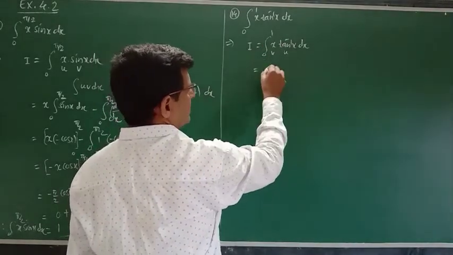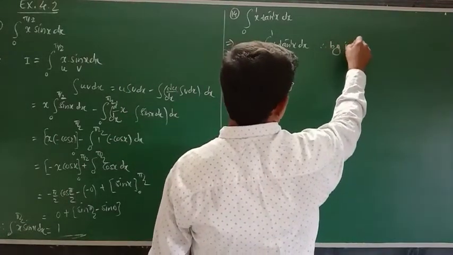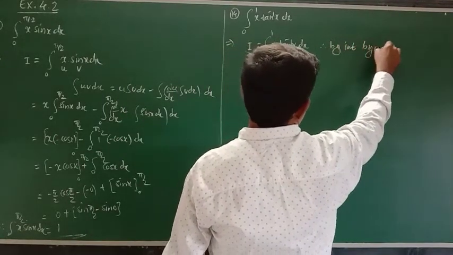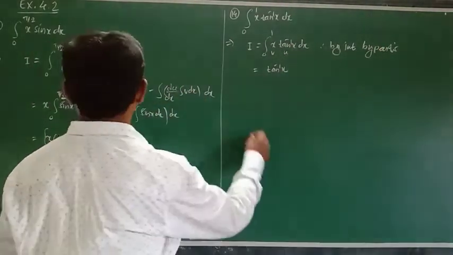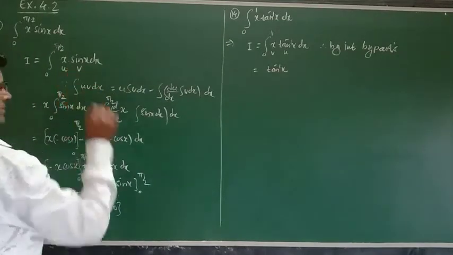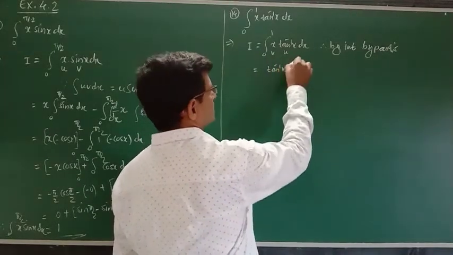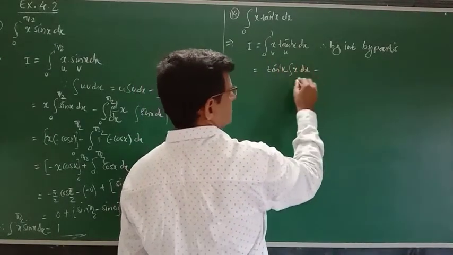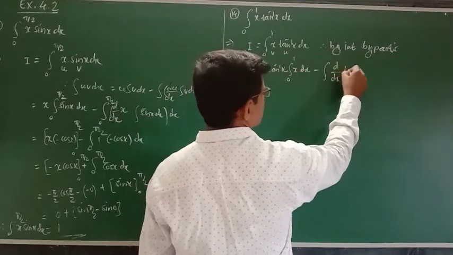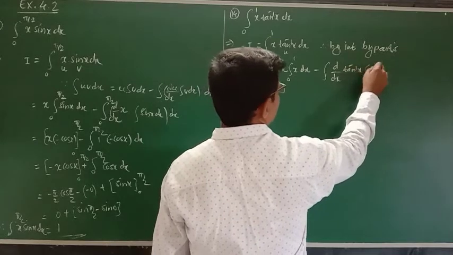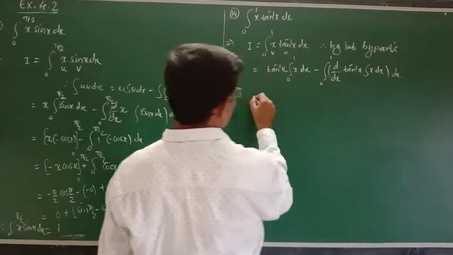So what it will be, tan inverse x, apply the integration by parts here. Okay, here also I applied the integration of u v, integration by parts. What it will be, tan inverse x integration of x dx minus integration d by dx of u means tan inverse x, integration of x dx, total integration dx. So it is 0 to 1.